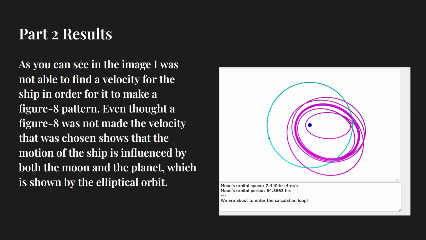Part 2 results. As you can see in the image, I was not able to find a velocity for the ship in order for it to make the figure 8 pattern. Even though a figure 8 pattern was not made, the velocity that I chose shows that the motion of the ship was influenced by both the moon and its planet, which is shown by its elliptical orbit.